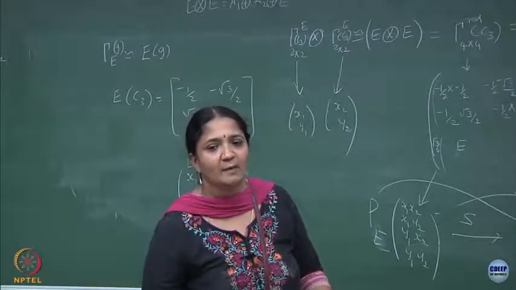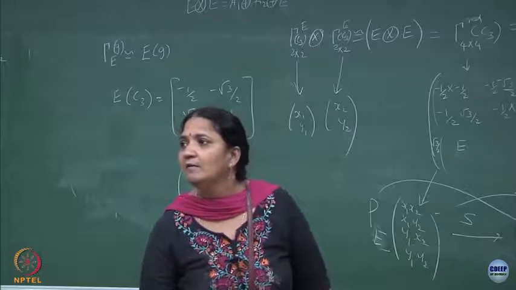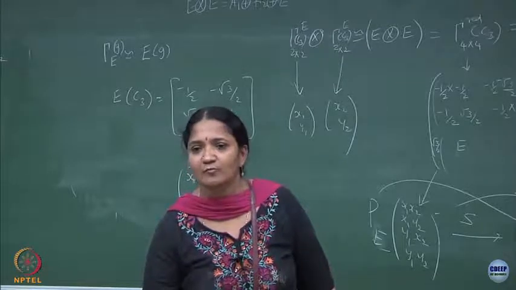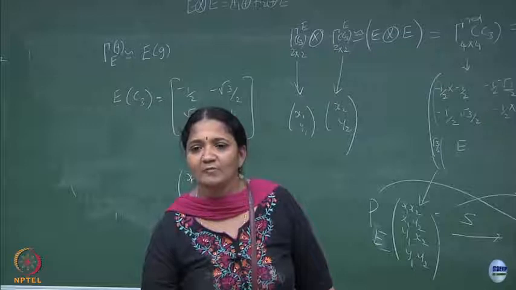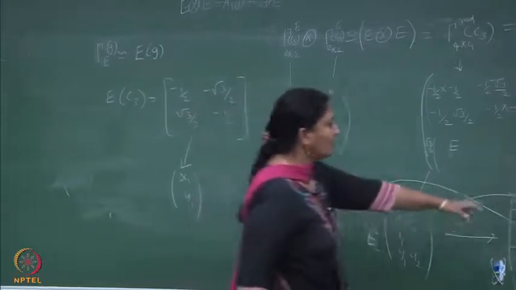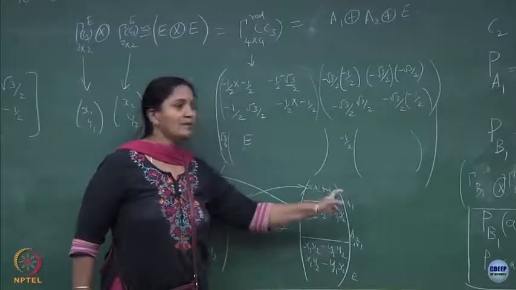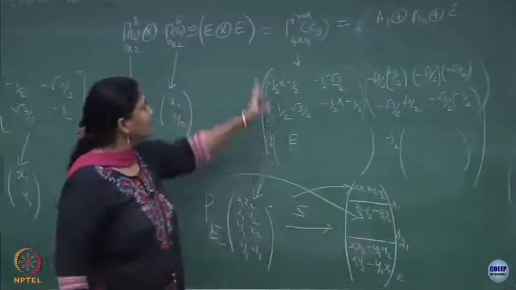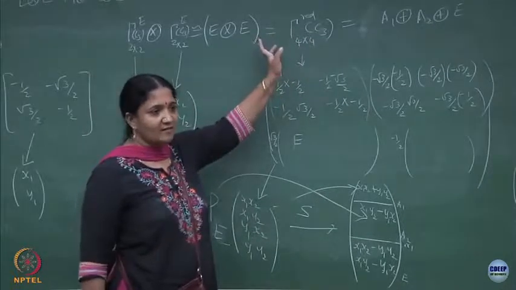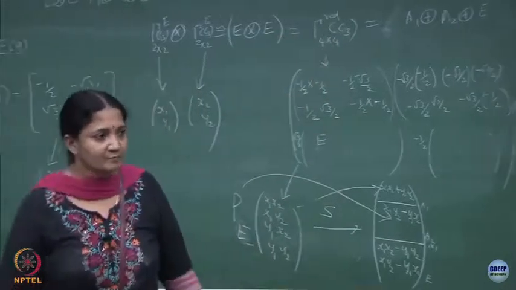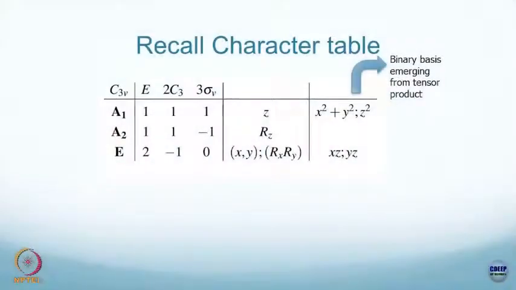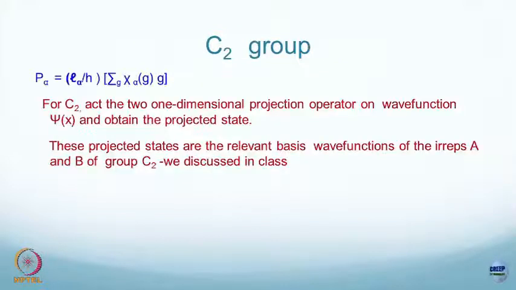If you do A1 times A1, you will get a Z squared. How are you getting x squared plus y squared? It is this one: when x1 and x2 are taken to be the same x, you get x squared plus y squared. That comes from the tensor product of E cross E and it belongs to the A1 irrep. Okay. And similarly you can work out all the tensor products. Okay. So, anyway, I have already discussed this with you.